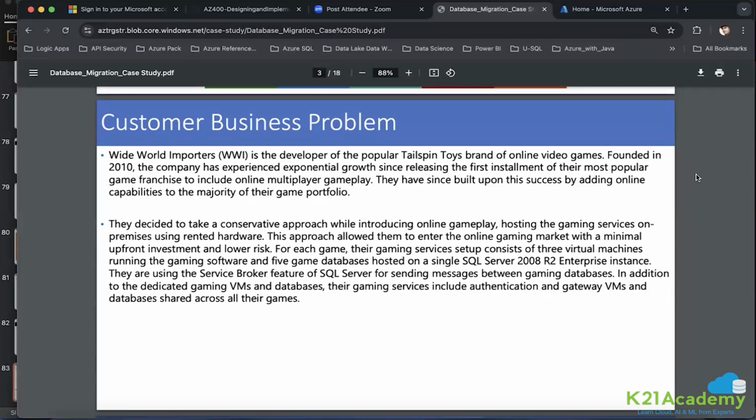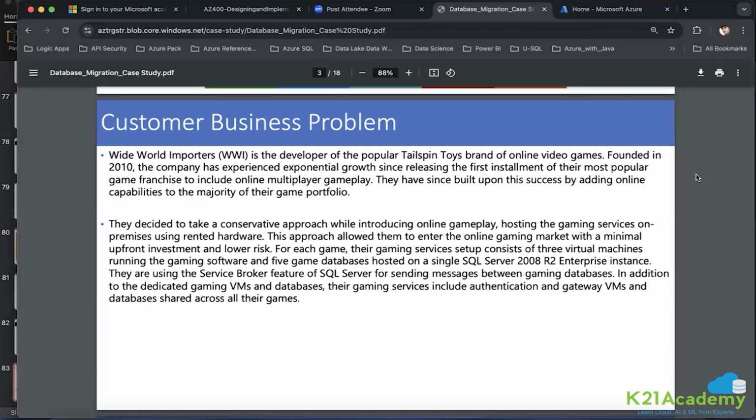They have since built upon their success by adding online capabilities to the majority of their game portfolio. They decided to take a conservative approach while introducing online gameplay, hosting the gaming services on premises using rented hardware. This approach allowed them to enter the online gaming market with minimal upfront investment and lower risk. For each game, their gaming service setup consists of three virtual machines running the gaming software and five game databases hosted on a single SQL Server 2008 R2 Enterprise instance.